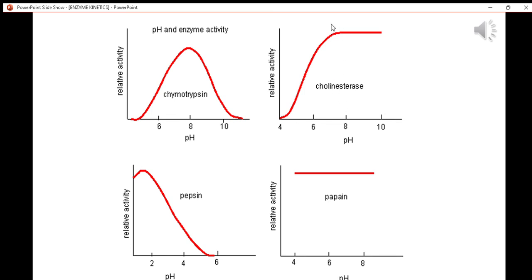What about pepsin? Pepsin is the protein digesting enzyme in our stomach, and its optimum pH is around 2. You know that in our stomach, acidic pH is created by hydrochloric acid. Then you have papain here in the diagram. Papain is another enzyme which we obtain from papaya, etc. There, after pH 4, activity is steady. So different enzymes have different values and different shapes of the graph for optimum pH.